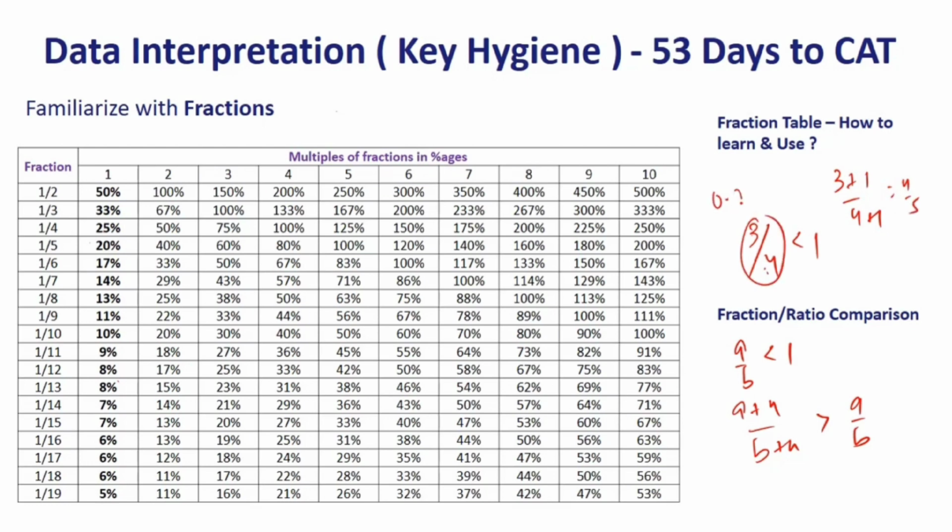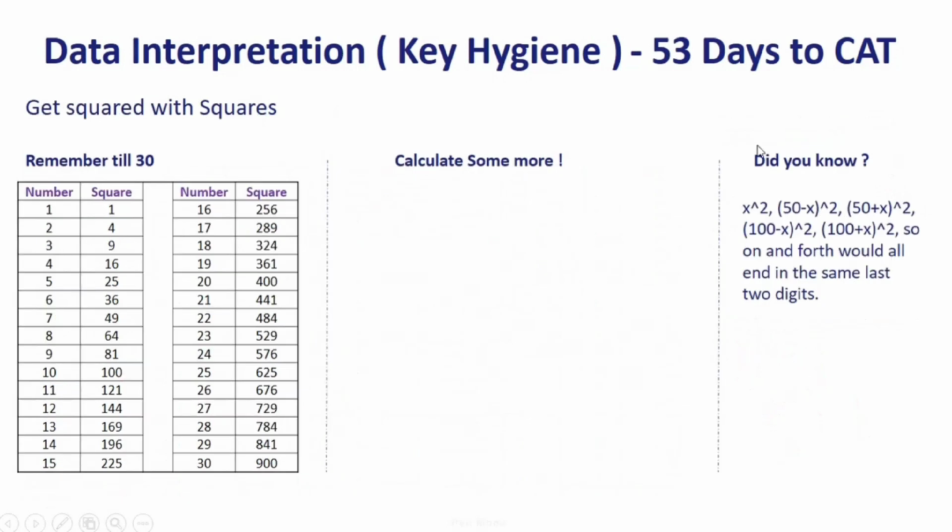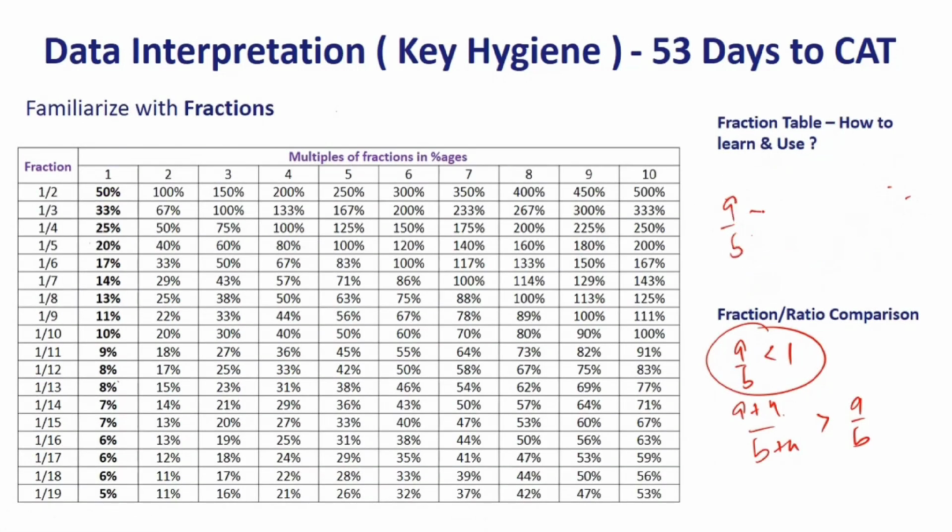Earlier 3 by 4 is 0.75. Now 4 by 5 it is 0.8. So you can see the value has increased. So whenever you have a fraction less than 1, you add something to the numerator and denominator, same number, then the fraction increases. If you have a fraction which is greater than 1, let's say a by b greater than 1, add something to the numerator and denominator and the value will reduce.